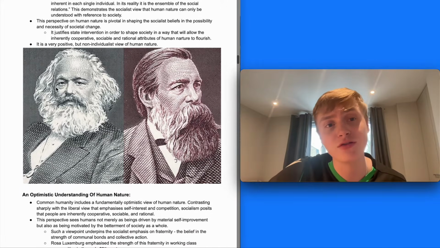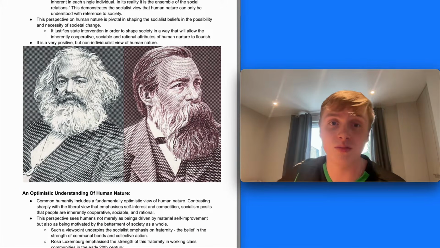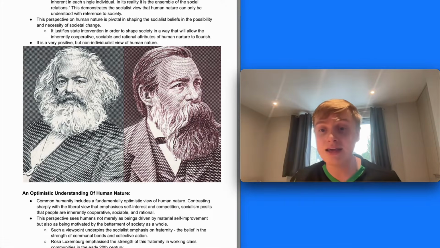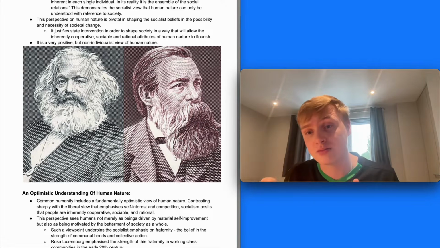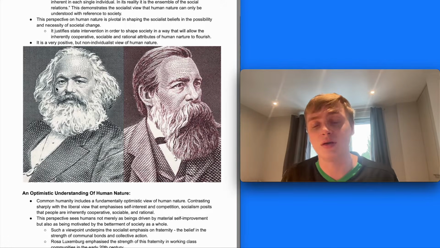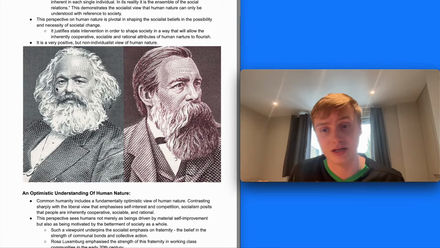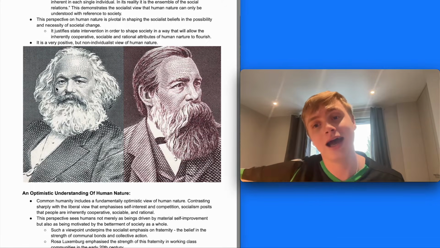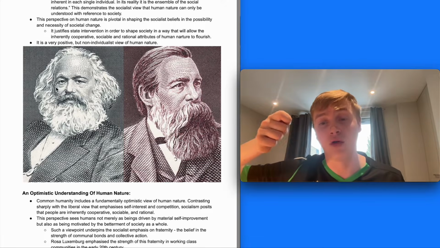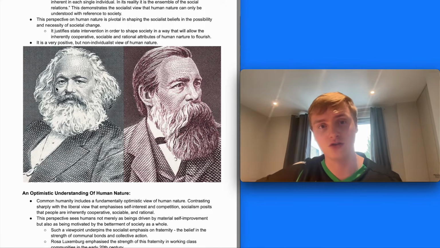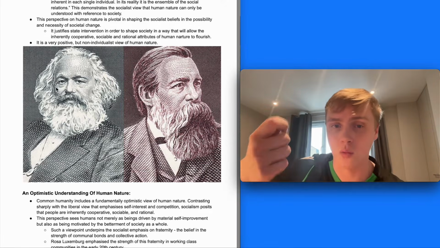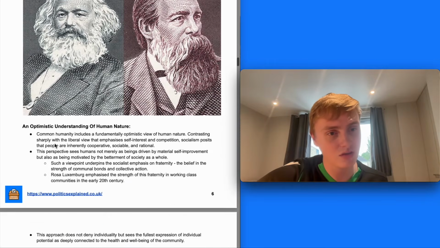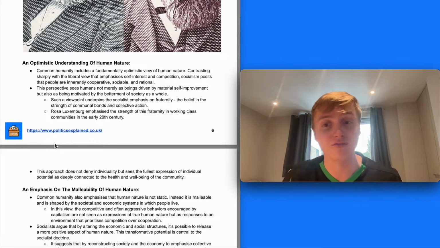And this is really pivotal in shaping the socialist belief in the possibility and necessity of societal change. As they believe human nature is shaped by the society it's in, they believe that the negative aspects of human nature under capitalism are due to capitalism, and therefore by removing capitalism, you can have the development of what they see as the inherent nature of humans as social, cooperative beings under a socialist system. So we'll have a quick look at each of these parts of common humanity.